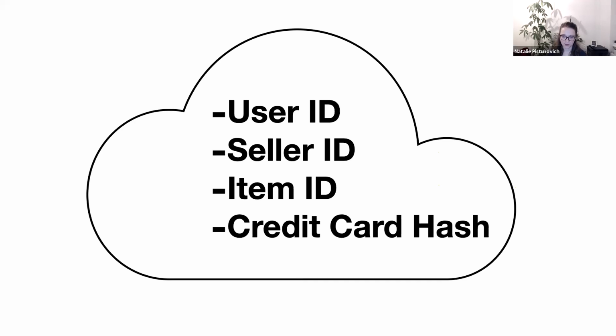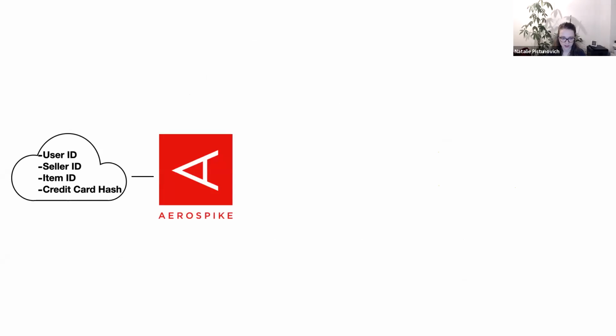Also in Europe, since 2019, I think, there are rules that you have to make sure you have some kind of anti-fraud implemented in your systems. So there's a lot of sense to have such a system, at least here. Let's go back to the example. We have some information: user ID, seller ID, item ID, and the hash of the credit card. And this comes into our system as a transaction.